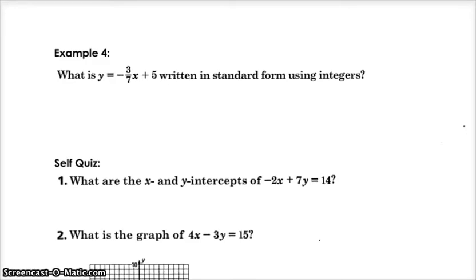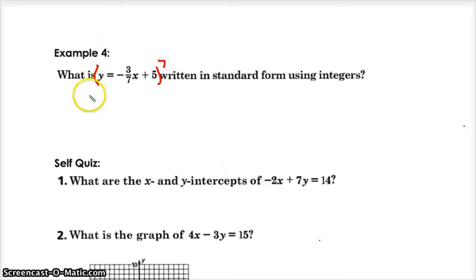What is y equals negative 3/7 x plus 5 written in standard form using integers? So, since standard form is all with integers, we need to get rid of the fraction. The easiest way to get rid of this fraction would be to multiply each term by the common denominator. Since we only have one denominator in this equation, my common denominator is 7. So I'm going to multiply my whole equation by 7.